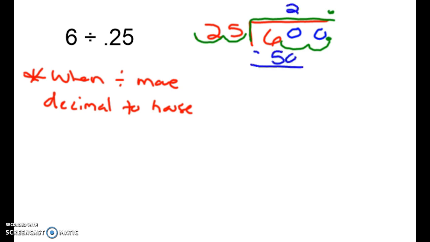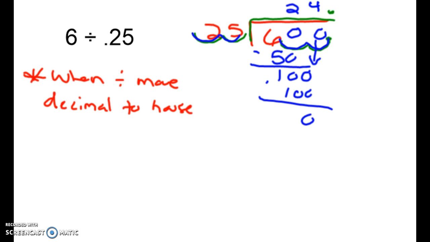That's 50. Subtract, that's 10. Bring down my 0. 25 goes into 100. I know that that is 4 times, and that's exactly 100. I don't have a remainder, so I'm done. My answer is 0.24. So after you move your decimal towards the house, you have to do it inside also, and whatever spaces you have, fill them in with zeros, and then do division just like you're used to.